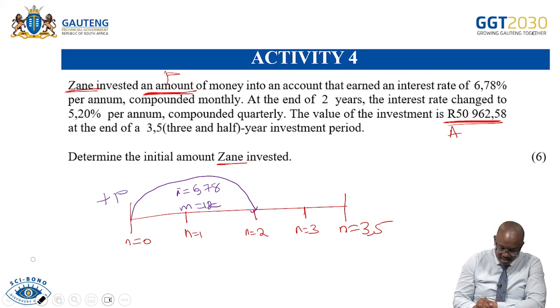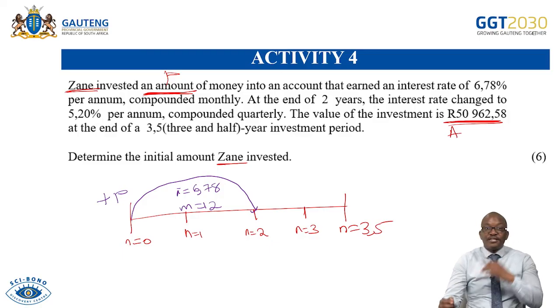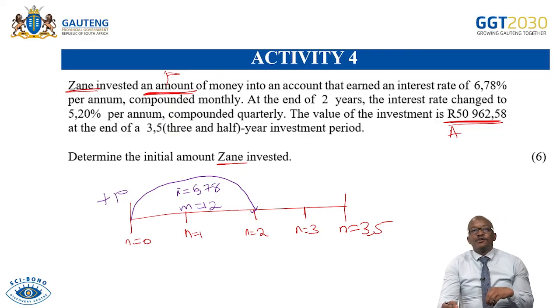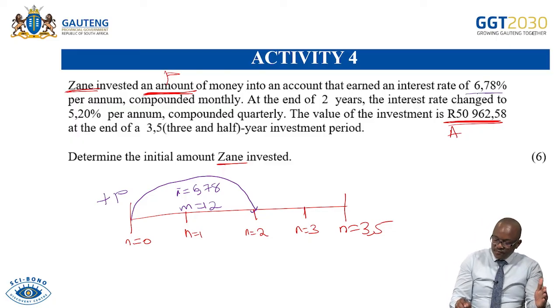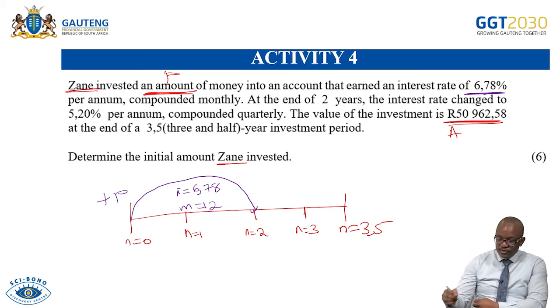The number of periods is 12. Correct? Sorry, the number of periods is 12, not 12 years. Monthly, which is 12. And they're saying at the end of 2 years. So you can see that from the first year to the end of the second year, the interest that was charged is 6.78%.